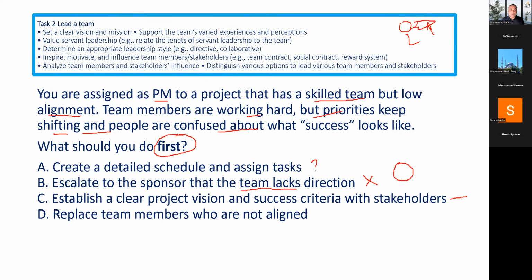Replace team member. We discussed direct action will never be the correct answer. Replacing the team member is not allowed like this. You cannot replace the team member just because of this, because the issue is not with the team member, the issue is with the stakeholders who are unable to understand. There is a confusion, so we need to work with the team to reiterate the vision.